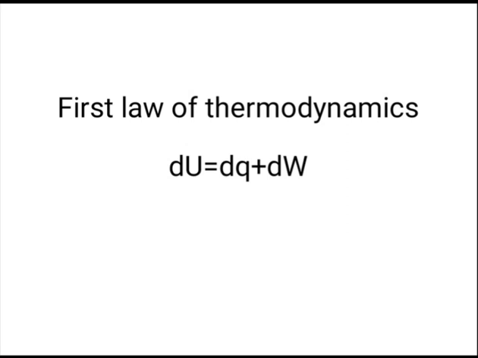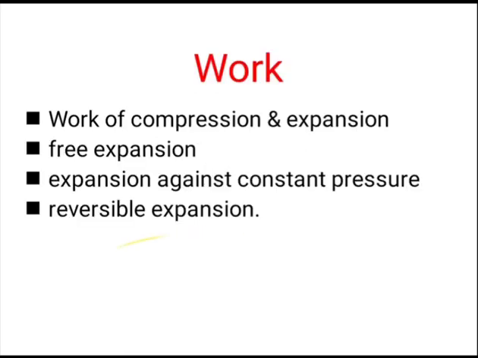The statement is here: du, the change in internal energy, is equal to dq plus dw. Q means heat and W is the work. Then there is work of compression and expansion, free expansion, expansion against constant pressure, and reversible expansion. So these are the four types of work. We will see work of compression and expansion and free expansion in today's lecture, and the remaining two topics in the next lecture.